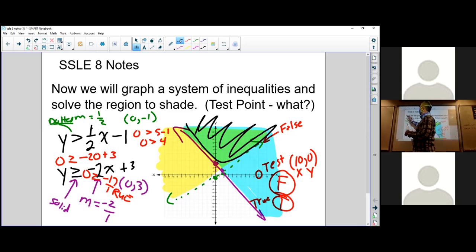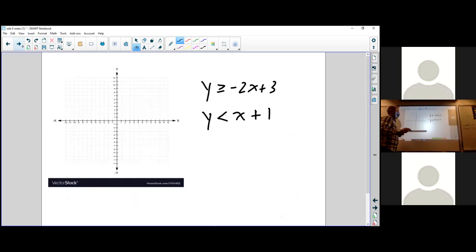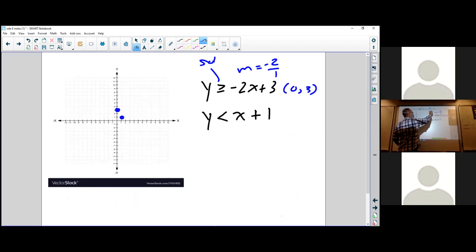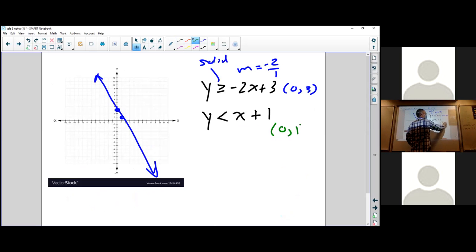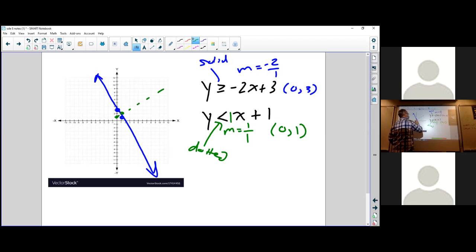Let's see if we can make a little bit more sense. Okay, same idea. This is going to give me 0, 3, slope of -2 over 1, down 2, right 1, solid line because there's an equal sign. This one, 0, 1, slope equals 1 over 1, up 1, right 1. This is dotted because there's not an equal sign with it. Okay, I feel good about this.